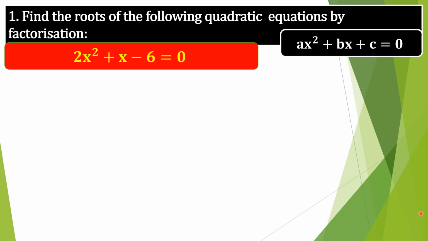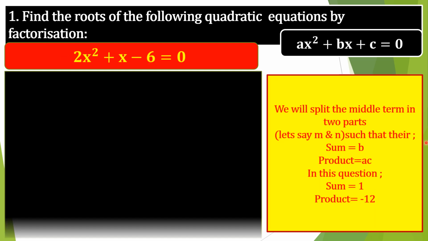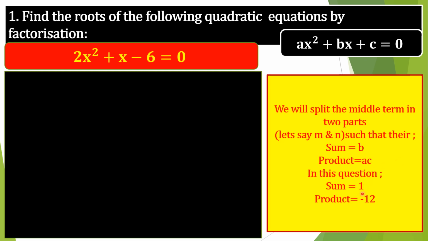2x square plus x minus 6 is equal to 0. In this case, we'll split this term into two parts so that their sum should be 1 and product should be AC, 2 into minus 6, that is minus 12. So what can be those two parts? Sum is 1, means sum is positive. We'll look at the factorization of 12: 1, 12, 2, 6, 3, 4, right? So 3, 4, their difference will be 1. So we'll split x into 4x minus 3x.